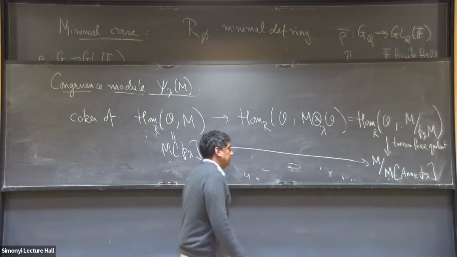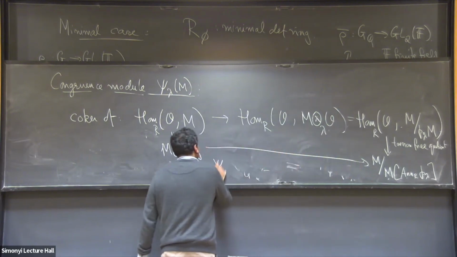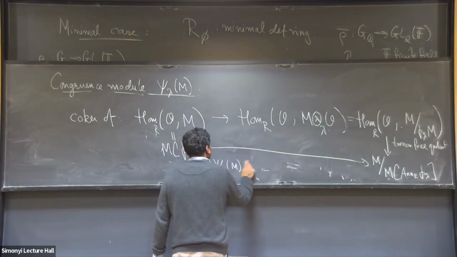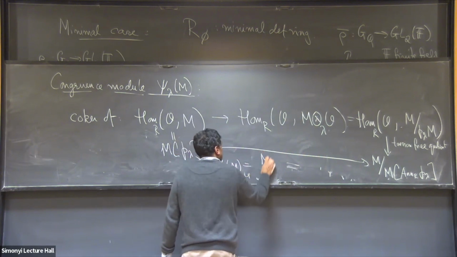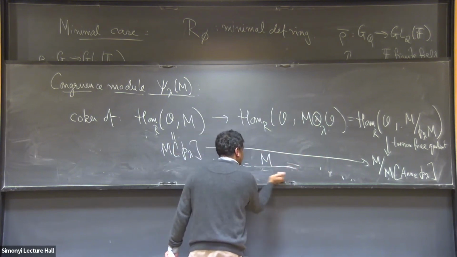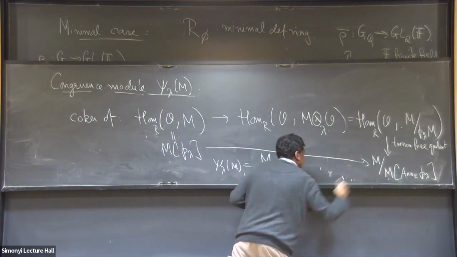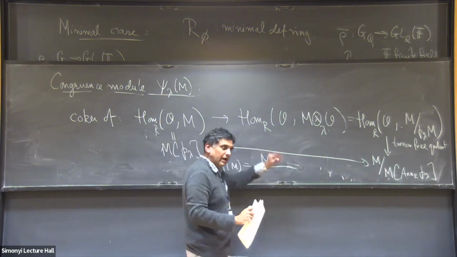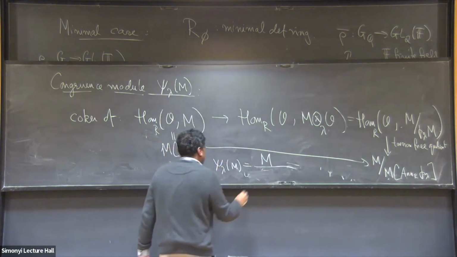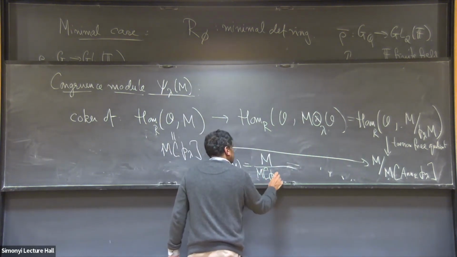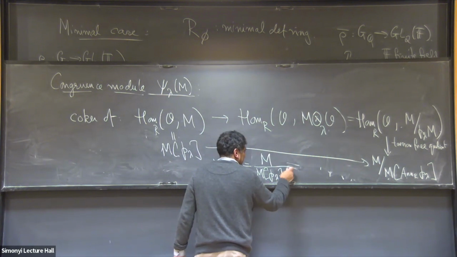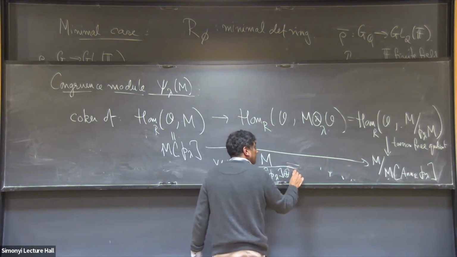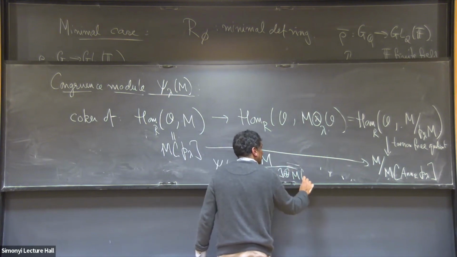So psi lambda M is just equal to M modulo these things. In some sense, it measures the fact that this P lambda part is not a direct summand of M as an R module, right? So M P lambda plus, and this turns out to be a direct sum if M has positive depth, plus M of annihilator.